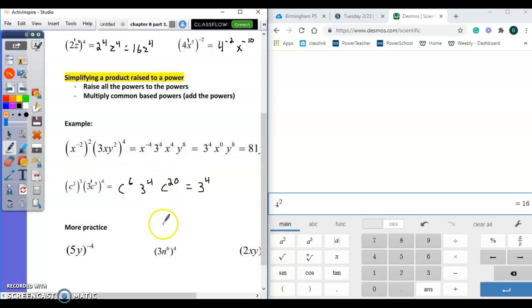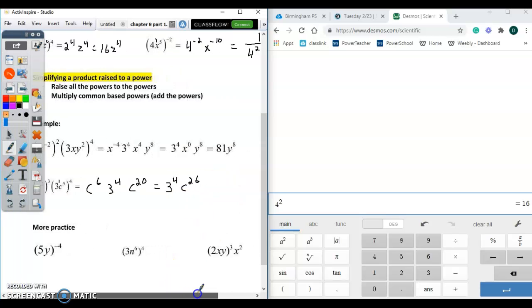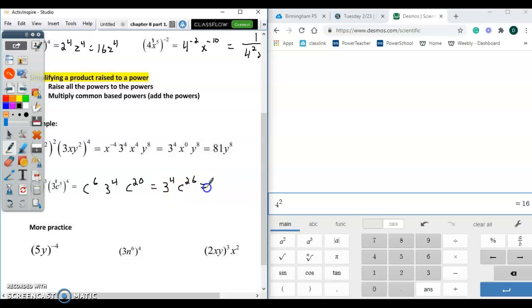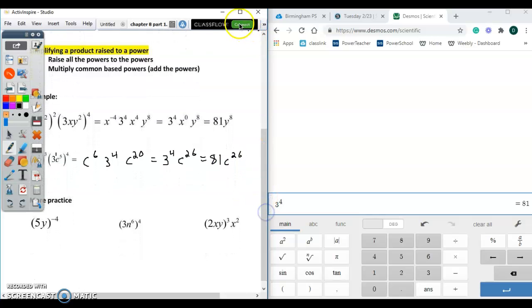We're multiplying those, so we add the exponents. That would be c to the 26th power. 3 to the 4th power we can simplify a little bit further, which would be 81 because we did it up here, or you use your calculator to do that. So we do 3 to the 4th power, and that gives us 81. We knew that. So this would be 81c to the 26th power. All right, let's go ahead and practice these.